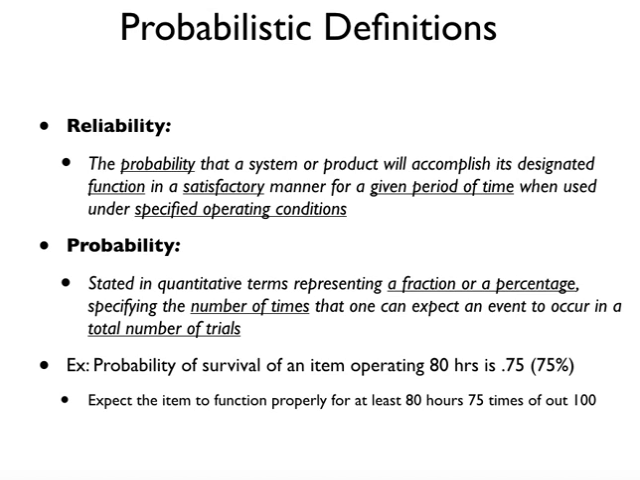So for example, probability of survival of an item operating 80 hours is 0.75, or 75%. If we're thinking about reliability as a probability, we could interpret this as: expect the item to function properly for at least 80 hours, 75 out of 100 times. So one of the overall goals of the slide is really to show you that reliability can be thought of as a probability. In fact, most people think of it as a probability, which actually causes more issues than benefit.